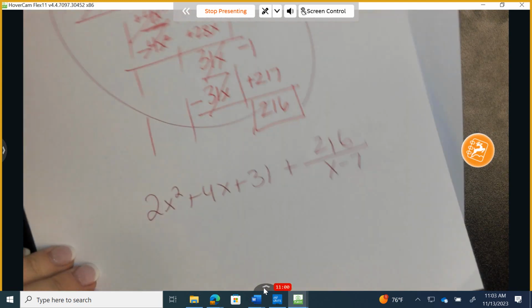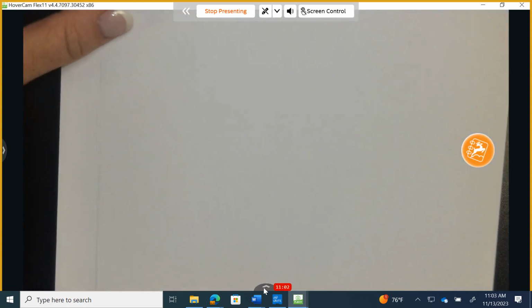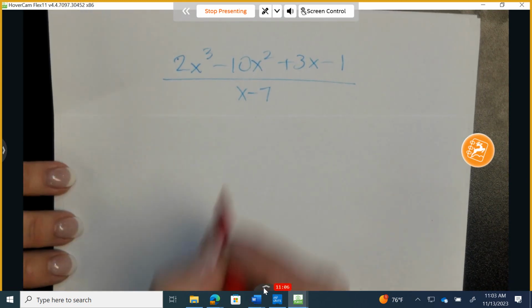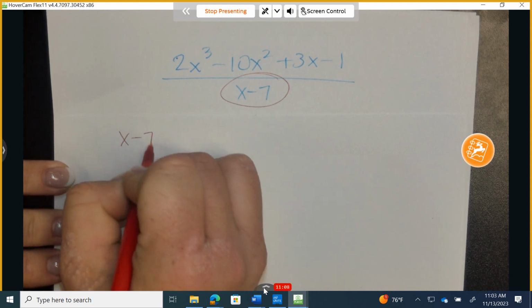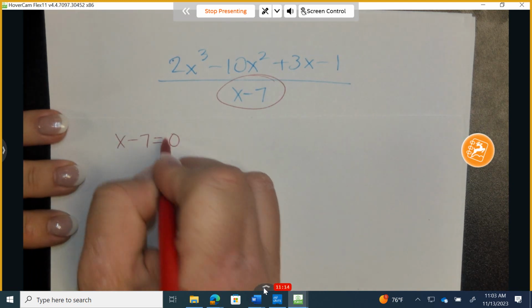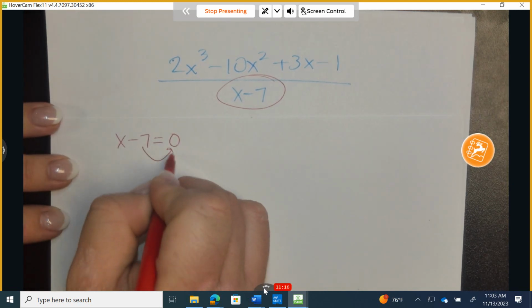I'm going to put something over the top of this. Now we're going to do the same thing, but we're going to use synthetic division. So we are going to take the denominator right now. You are going to leave your board. Do not erase it. Go off to the side. If I set this equal to 0, you guys can tell me, what do we get? X equals what?